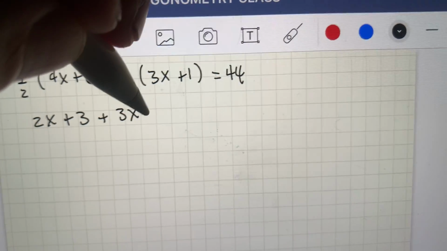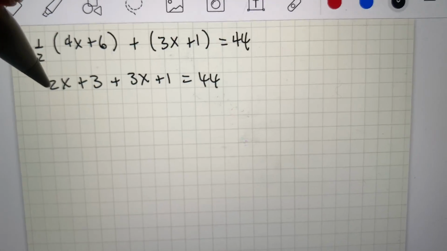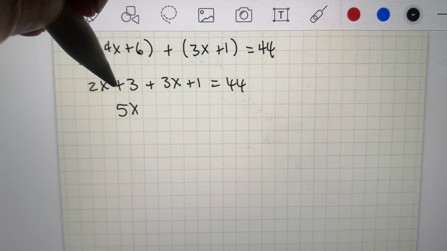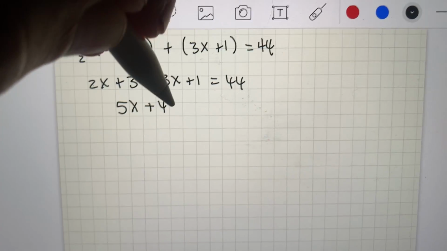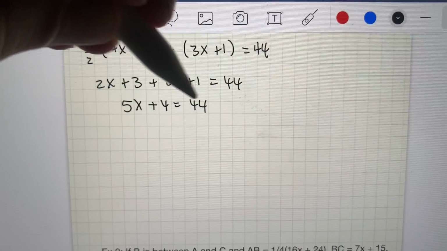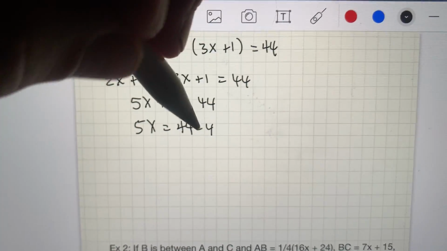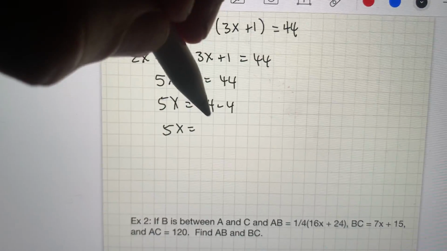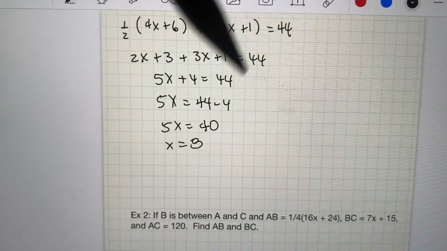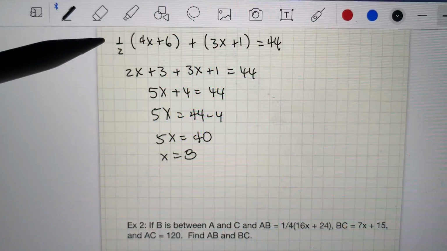plus 3x plus 1 equals 44. Then 2x plus 3x is 5x, and 3 plus 1 is 4, equals 44. Then we subtract the 4 from this side and move it to the other side, so 5x equals 44 minus 4, so 5x equals 40, so x equals 8. Now that we know that x equals 8, we can find the length of each of the segments.